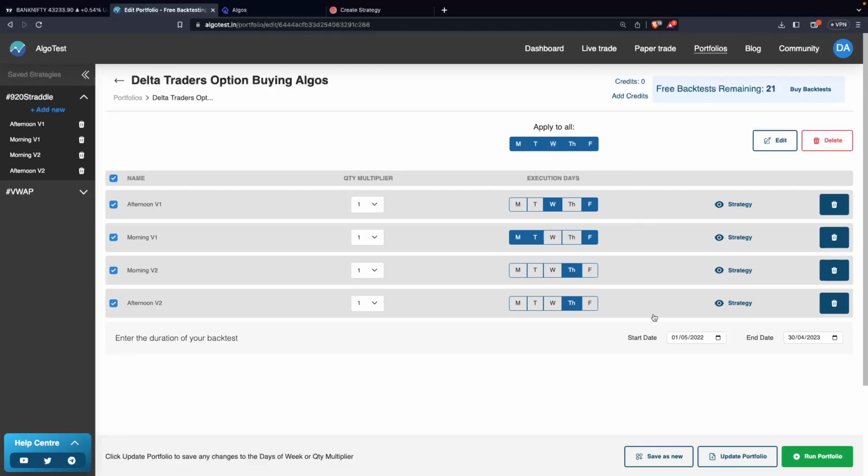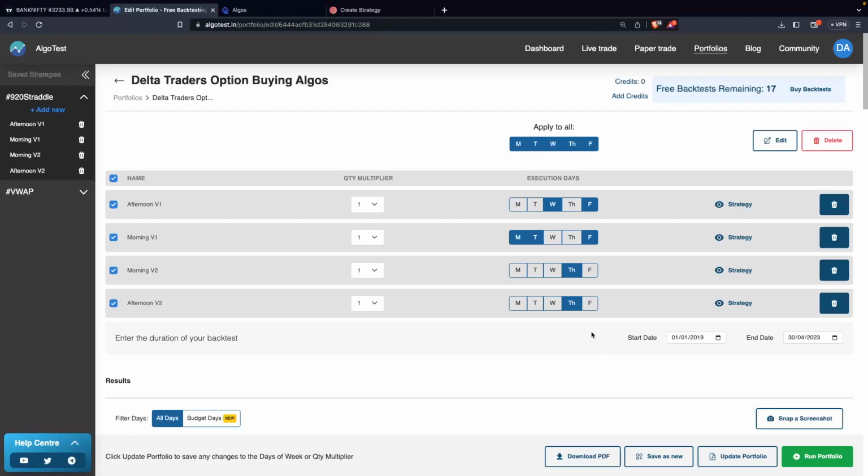If we do a backtest of this strategy, selecting the date as 1 Jan 2019 and running this portfolio, we will be able to see how these strategies have worked previously in the last 4 to 5 years. We will get the backtest of the last 4 to 5 years. Let's wait for the results. Okay, so we got the results.